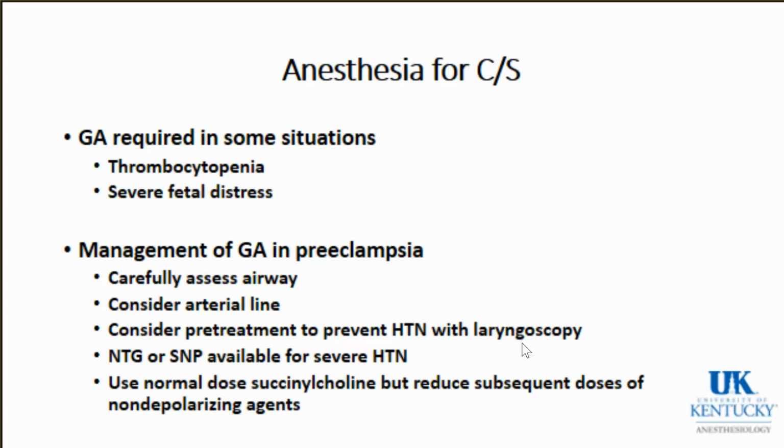There are times, of course, when you'll need general, most commonly because mom has HELLP syndrome, is thrombocytopenic, or severe fetal distress. Things to keep in mind in the preeclamptic patient, especially, is airway may be more difficult than in non-preeclamptics. If you have time, if it's not an emergent C-section, you want to consider an arterial line because you can see very rapid rises in blood pressure on induction.